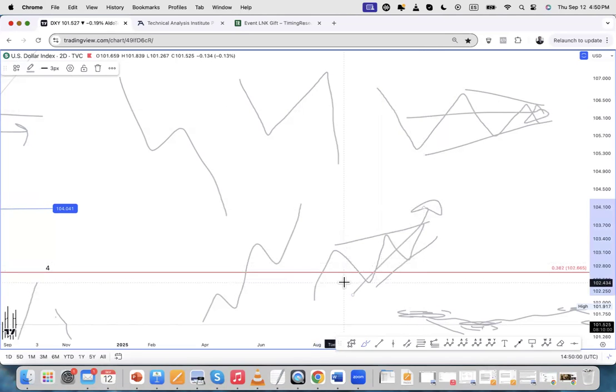So we don't call them triangles, we call them diagonals. And there are many examples of diagonals. The market loves doing them. So when prices move in the direction of the trend, when they move in motive waves, they can do so via an impulse or via a diagonal.